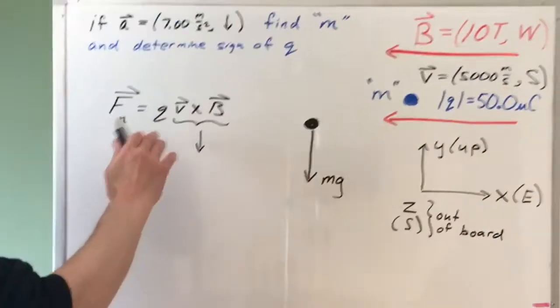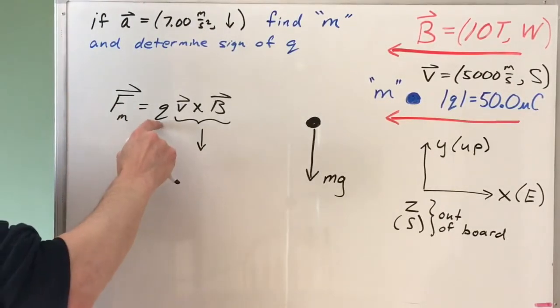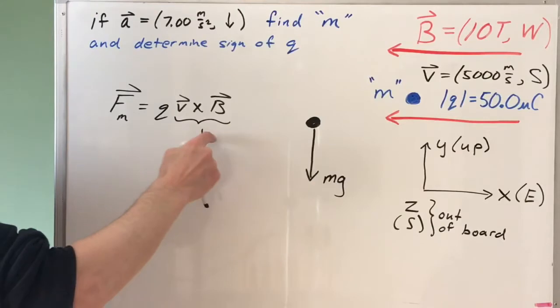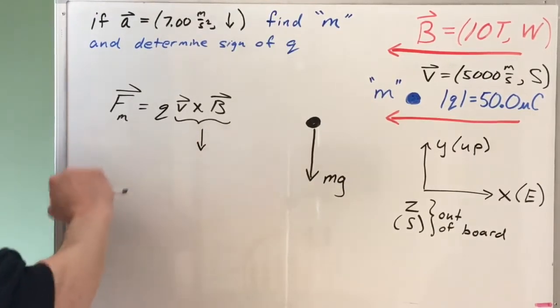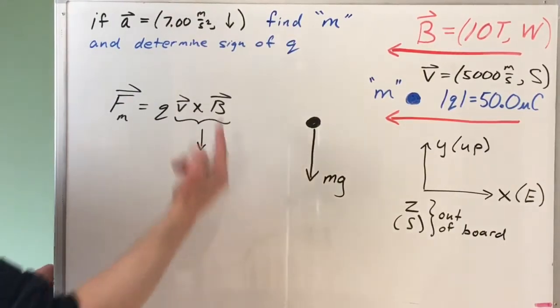All right, so here's what we have, our options for the magnetic force. If the charge is positive, then I'd have positive times down. That'd give me a direction of down for the magnetic force. If the charge is negative, I have the negative of down, which would give me up.